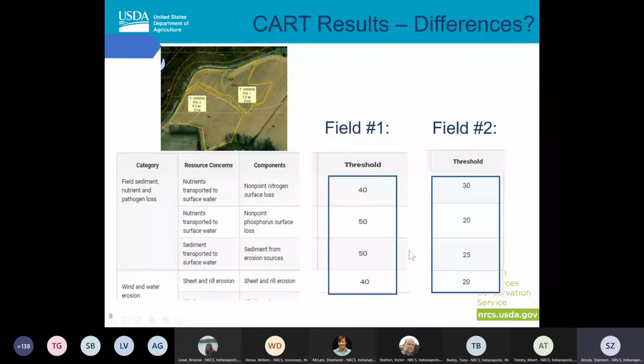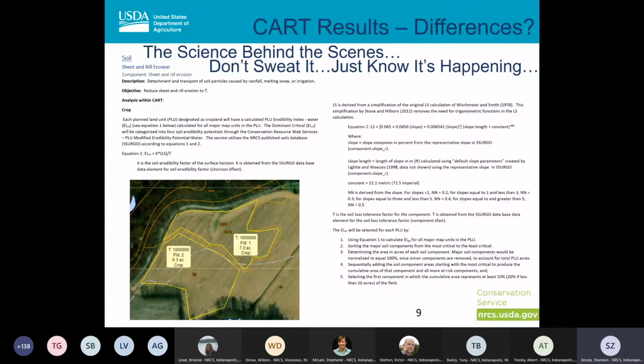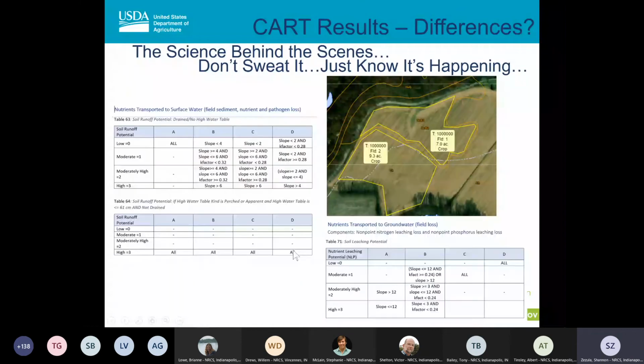If you remember, we had different thresholds also for our nutrients, not only our sediment and sheet and rill, but also our nutrients. So again, there's a similar process that goes on behind the scenes to assess soil runoff. And you can tell here that these are just some snapshots of some of the tables that are in that document. When I say the document, we call that the 192-page document, because again, it can be a real fun read if you want to read it. But these are just some snapshots from the nutrient resource concern assessment.